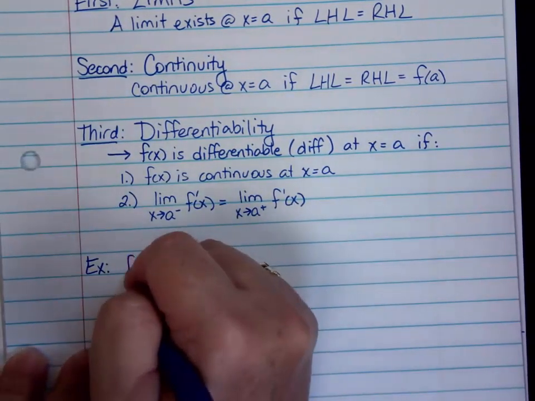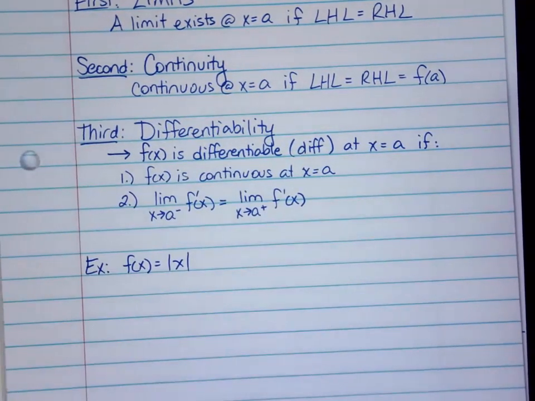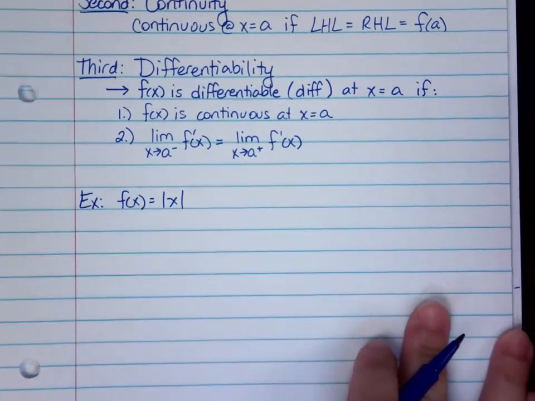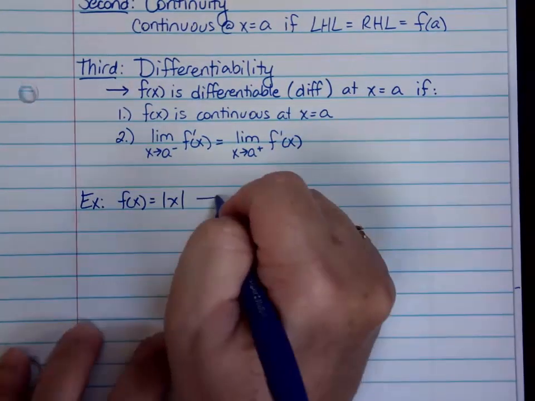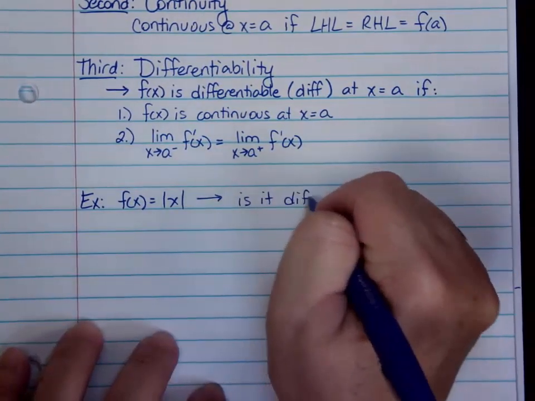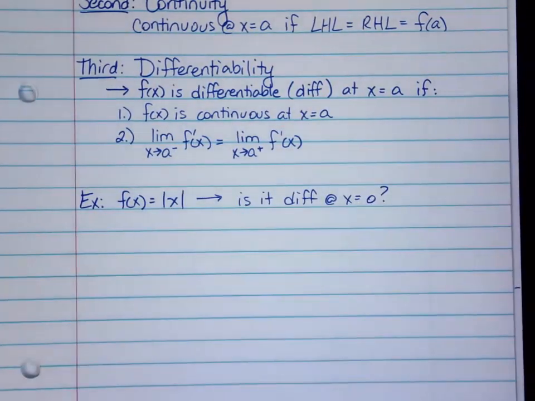And that is f of x equals the absolute value of x. That is the most common continuous non-differentiable function. And we're going to go at it as if we don't know that, and I'm going to prove it to you. Is it differentiable at x equals 0? That's the question. Is it differentiable at 0?